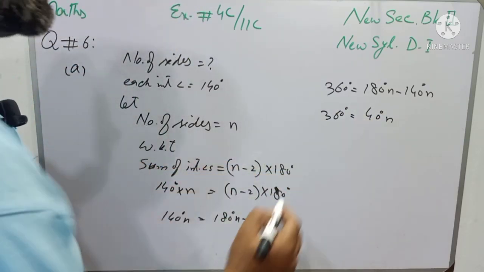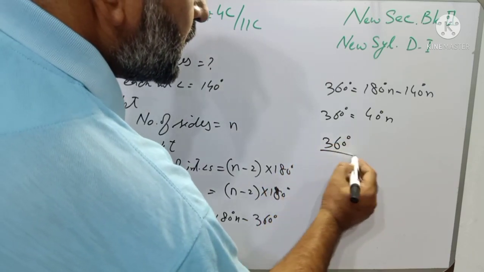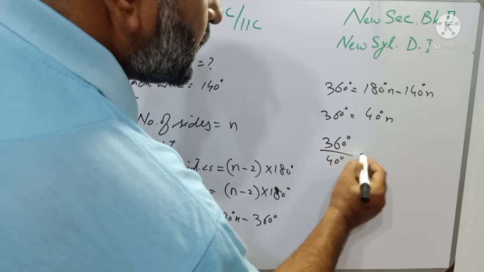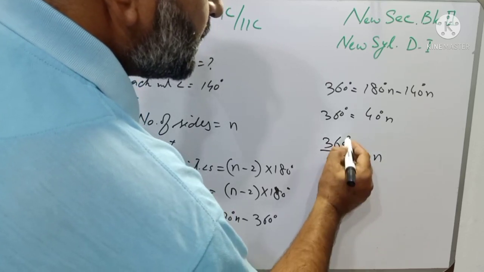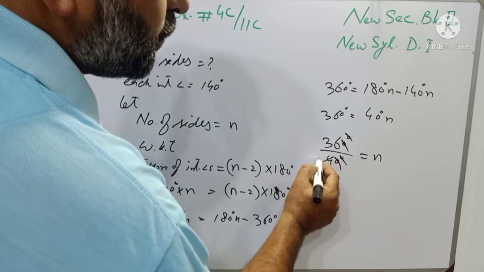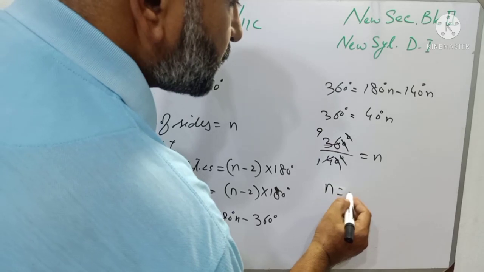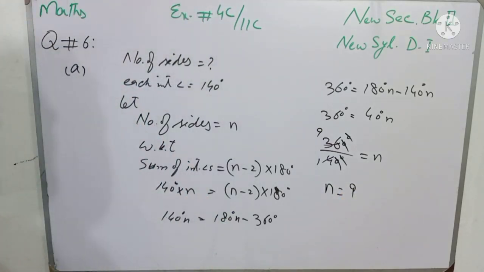When I transfer it to the other side, it will divide and we will have 360 degrees over 40 degrees is equal to the number of sides. Degree will be cancelled with degree and 0 will be cancelled with 0. 4 1s are 4, 4 9s are 36. So the number of sides is equal to 9. So students, it is part A of question number 6, and now I am going to solve part B.